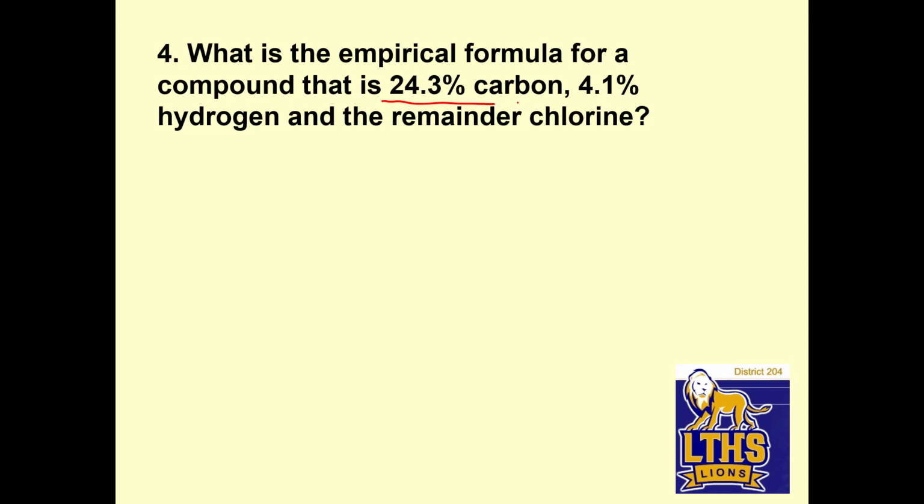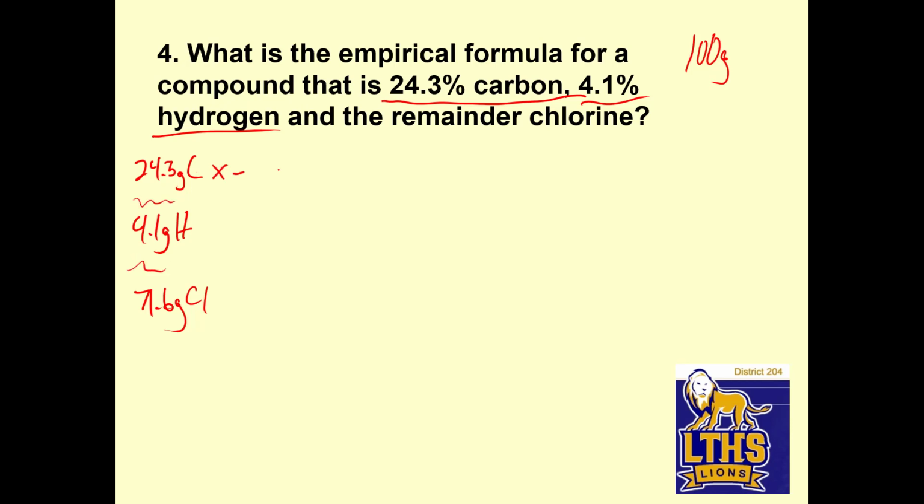So the first thing is I can assume any size sample I want. I'm going to assume a 100 gram sample, because that would mean that I have 24.3 grams of carbon, 4.1 grams of hydrogen, and 100 minus 24.3 minus 4.1, 71.6 grams of chlorine. I gave myself double lines here, so there's extra space because I'm doing fractional things and converting. So what am I going to do?